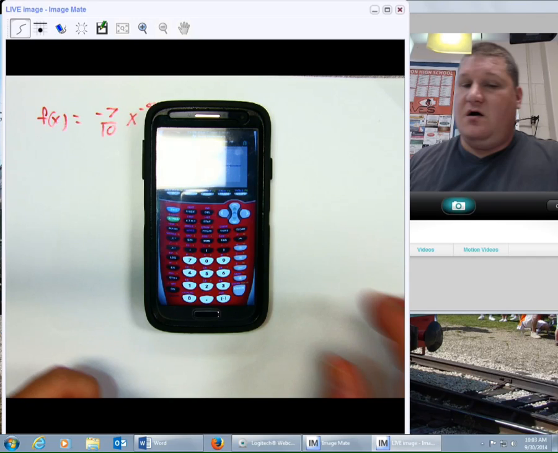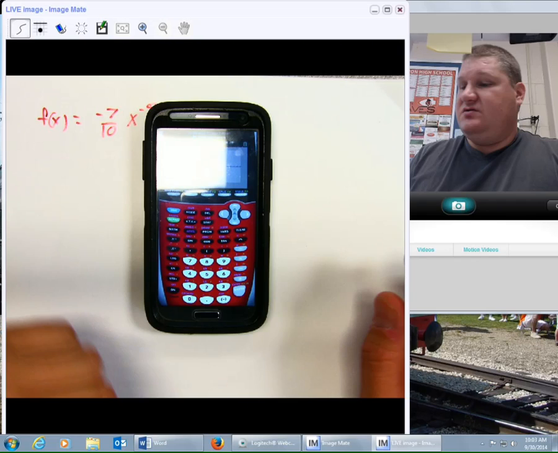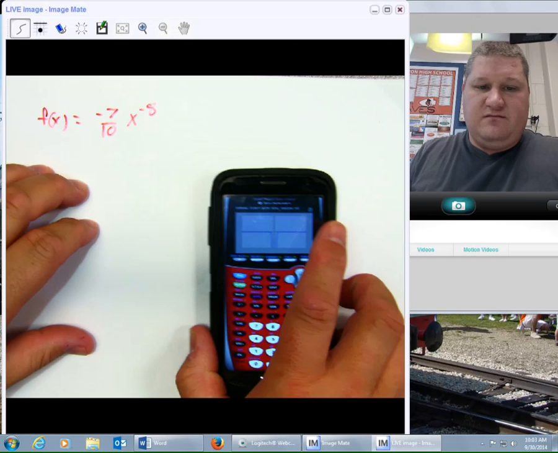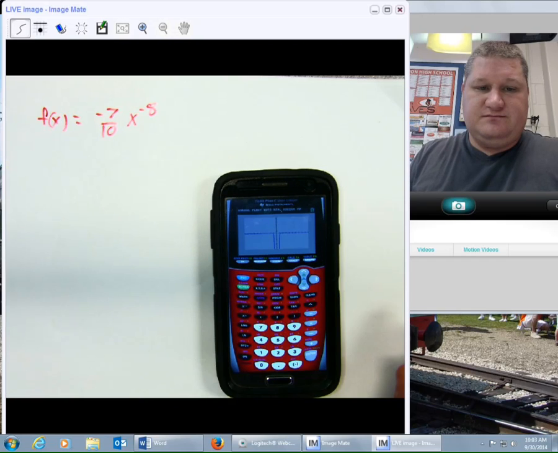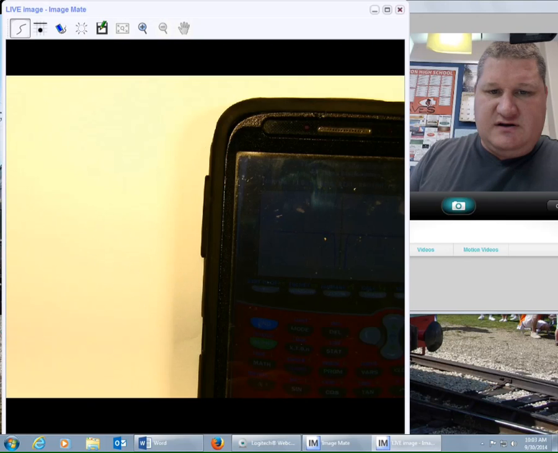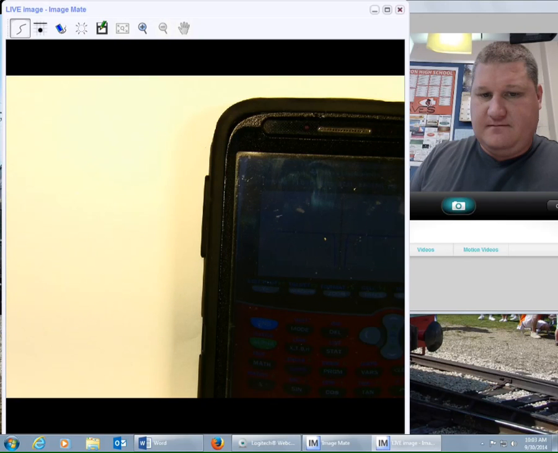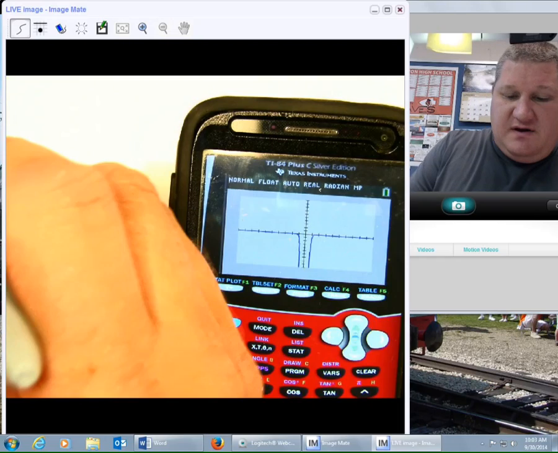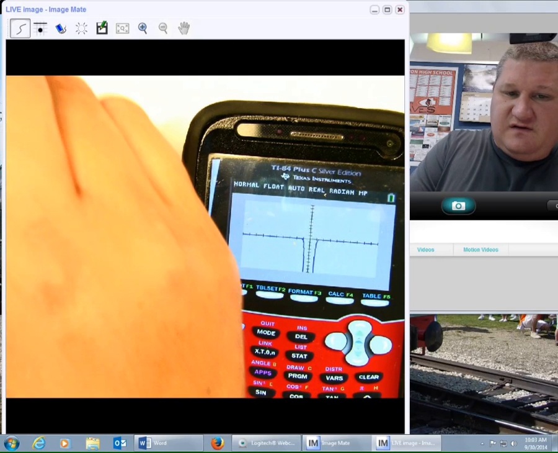All right, so to graph this, we're going to need to plug this in to the equation, and we're going to go ahead and put it in our calculator. Now, by putting it in our calculator, we can clearly see that what we end up with is something that looks like this.